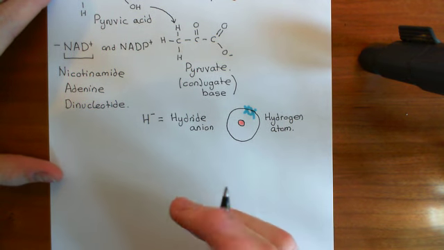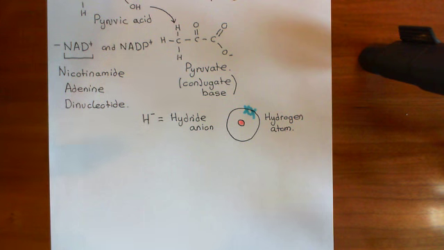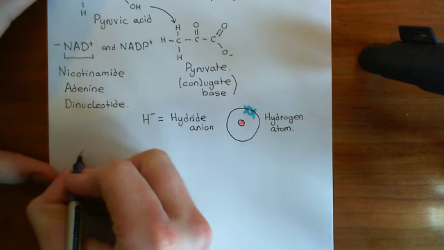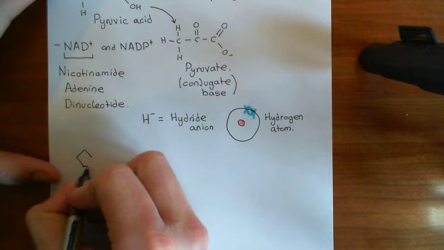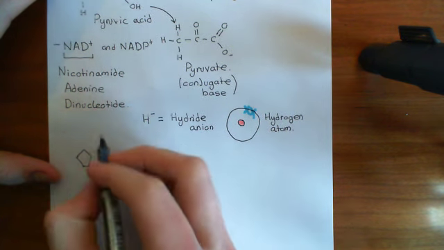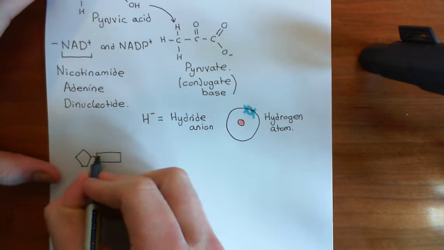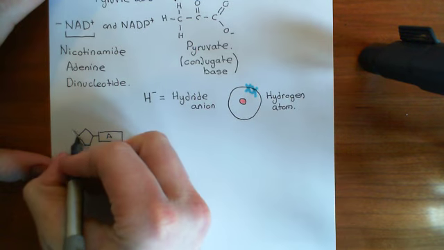Okay, so let me show you the structure of nicotinamide adenine dinucleotide, or at least a cartoon of the structure. We're not going to draw the structure out in full. We'll draw a little cartoon. Basically you have an adenine organic base bound to a ribose sugar. So here is the adenine organic base, and here is a ribose sugar.